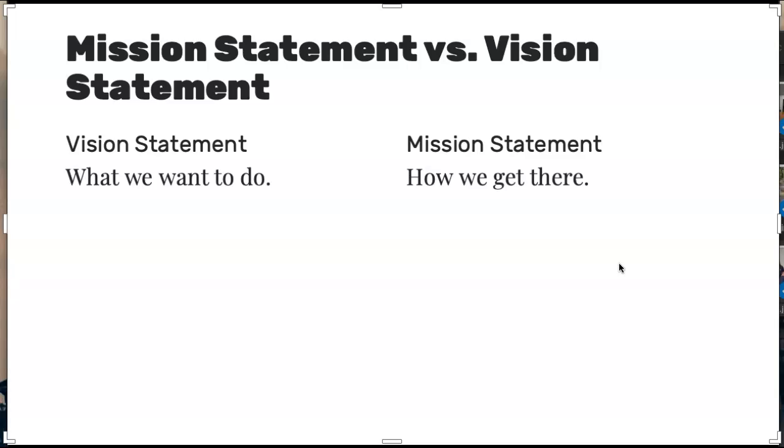A quick and easy way to remember the key difference between a mission statement and a vision statement is that vision statements talk about what we want to do, and mission statements discuss how we get there, okay?